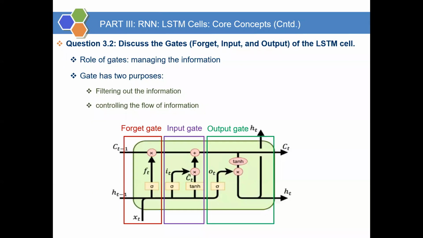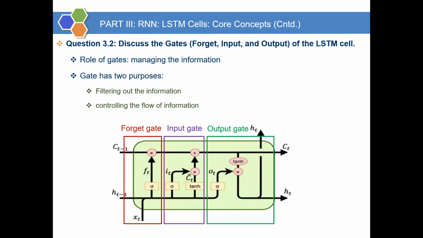Question 3.2. Discuss the gates of the LSTM cell. The role of gates is to manage the information along the sequence chain. In fact, information can be added or removed to the flow via gates. Gates have 2 purposes. The first one is filtering out the information that is not allowed to get in or get out, and the second one is controlling the flow of information.